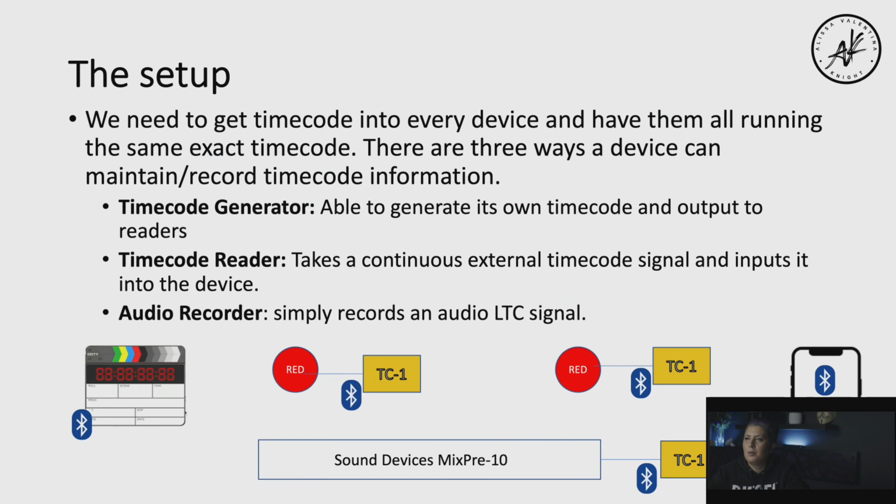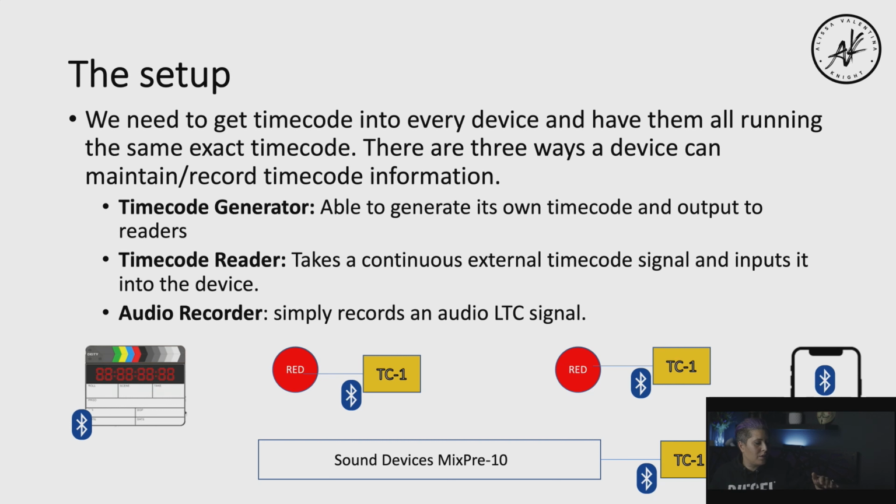I created a diagram for you to have a better understanding how everything is connected with the Deity TC-1 system. We need to get timecode into every device and have them all running the same exact timecode, right? There are 3 ways a device can maintain and record timecode information. Timecode generator, which is able to generate its own timecode and output to readers. Timecode reader, which takes a continuous external timecode signal and inputs it into the device. And then the audio recorder, which simply records an audio LTC signal. So we have all of those here on the desk.